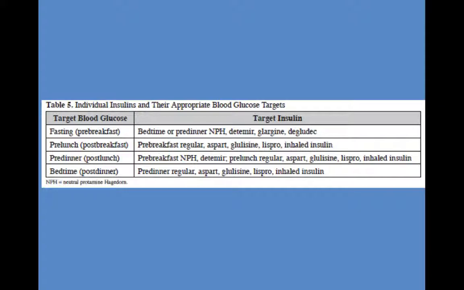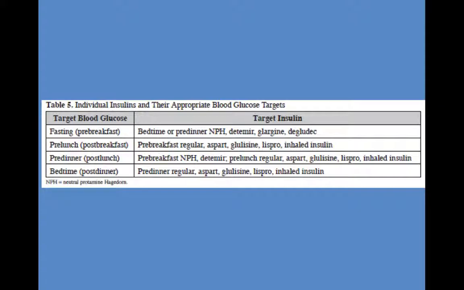If my pre-lunch is high, but my fasting is good, that probably means, this is the second line, that probably means that my basal is good, because overnight it was great. I'm just having trouble now with my blood sugar post-breakfast, or handling that blood sugar that I got from eating. So my target insulin to adjust there would be my pre-breakfast regular, if I'm on it, or one of those rapid actings they have listed behind it.